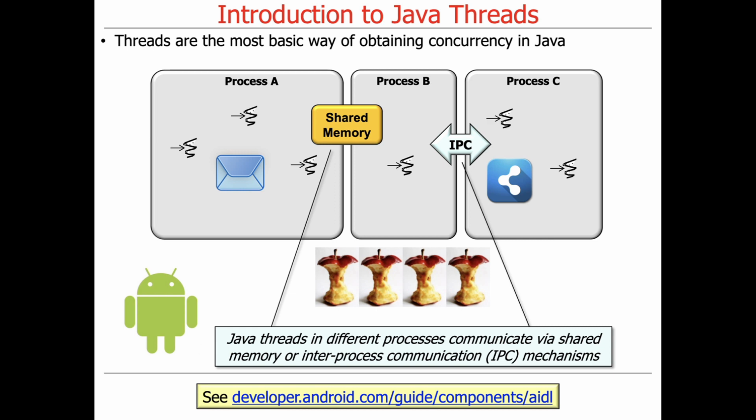Java threads in different processes can also communicate with each other either using shared memory, such as Android shared memory, or they can use so-called inter-process communication, IPC mechanisms. And good examples of IPC mechanisms would be things like sockets, and then there's all kinds of other things you can use. We will not talk much, if anything, about inter-process communication or shared memory in this course, although it's a very interesting topic.